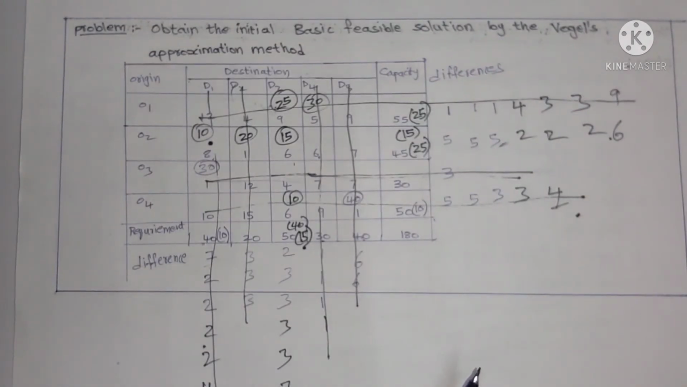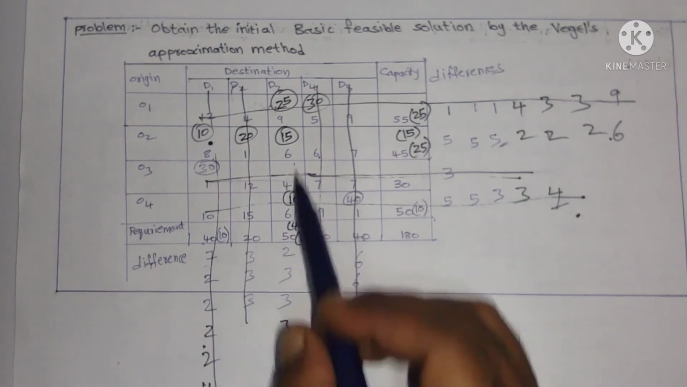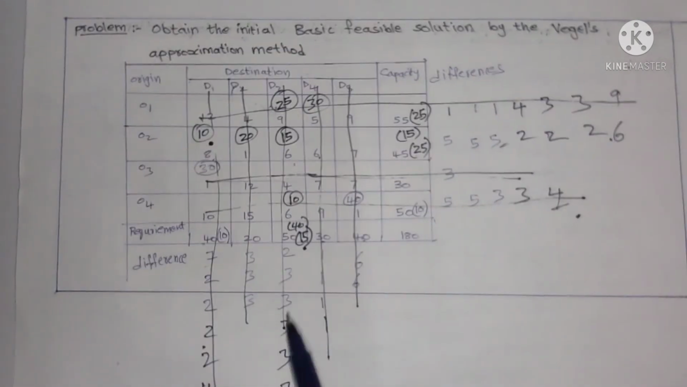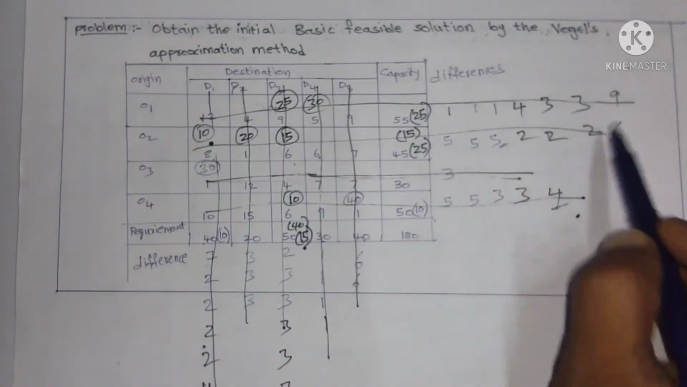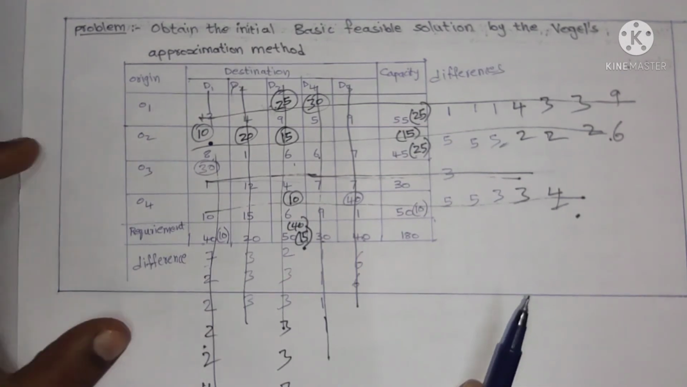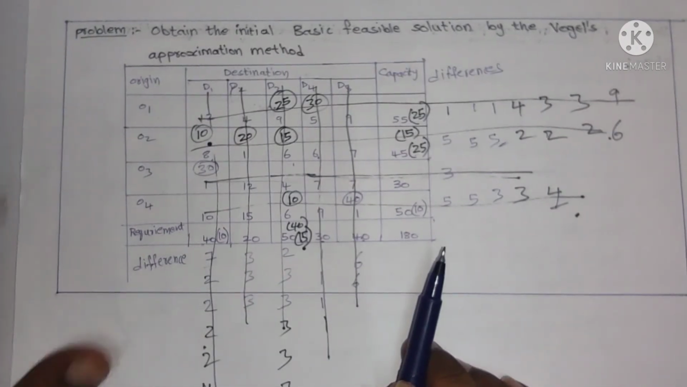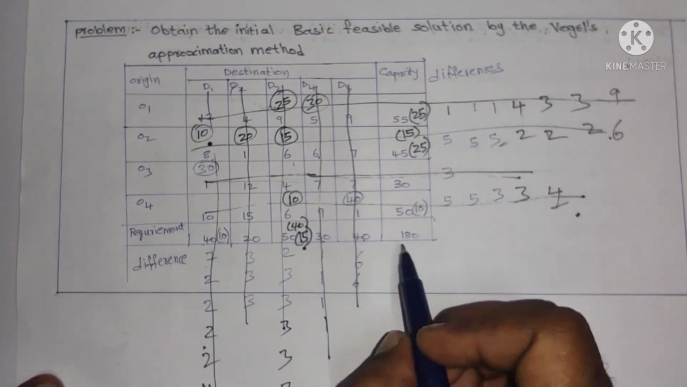Okay, now this column is also completely satisfied, it will be eliminated. Again similarly, this row is also completely satisfied, it will also be eliminated. Now all columns and rows are completely exhausted. Now with this we have completed all allocations to the cells. Now we have to find out the initial total cost of transportation.